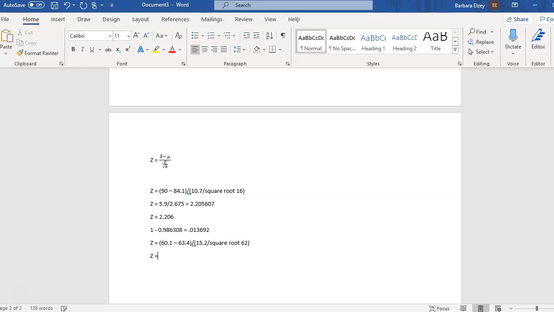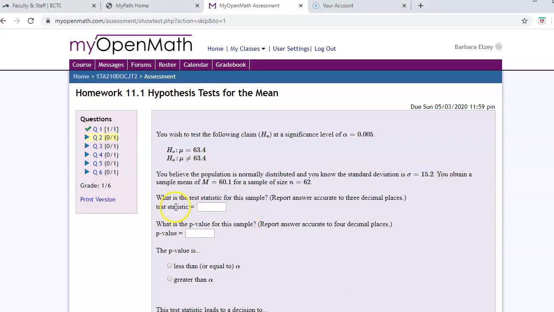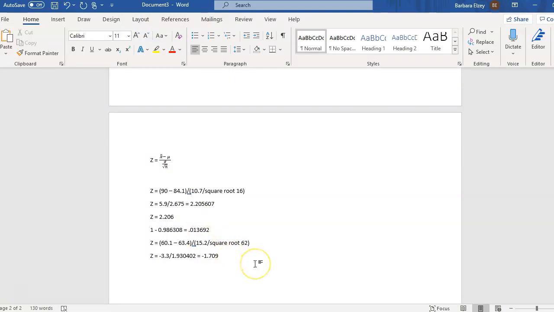All right, so let's work out all of the top and all of the bottom. So starting with the top, 60.1 minus the 63.4 is negative 3.3. And now the bottom, that gives us 1.930402. And then finally, I'll divide those two numbers out. And I get negative 1.709, and I believe that we needed to round to 3 decimal places, so yes, I'll just stop with that and not go further with my decimal places.